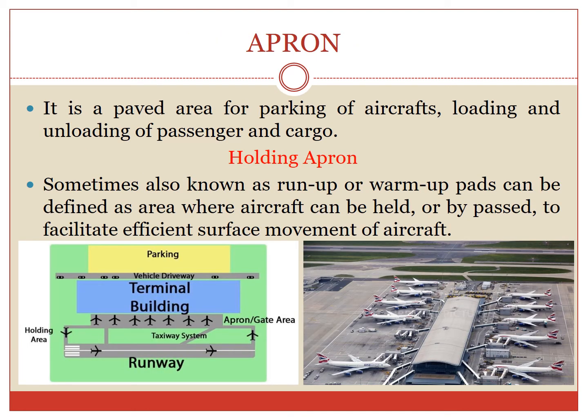Now moving across to the aprons. Now what are aprons? It is a paved area for parking of the aircraft, loading and unloading of passengers and cargo. In that we have a type known as holding apron. Now sometimes they are also known as run-up or warm-up pads, which can be defined as an area where an aircraft can be held or bypassed to facilitate efficient surface movement of an aircraft. Now these aprons have the loading and unloading aprons types.